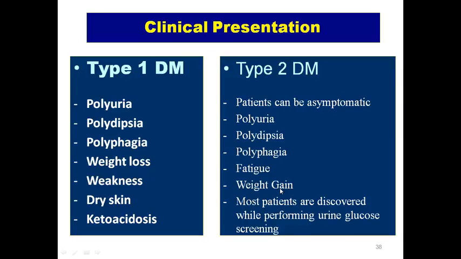When a type 2 diabetic patient who is on treatment starts having weight loss and develops polyuria, polydipsia, then you have to consider that they are now developing insulin insufficiency, insulin deficiency, and now they will be needing insulin treatment.